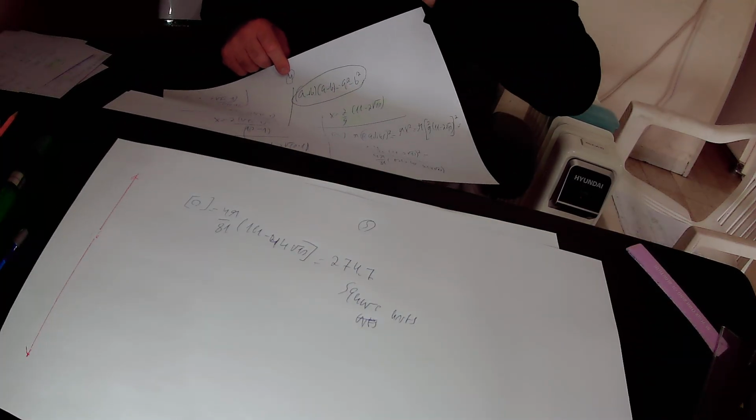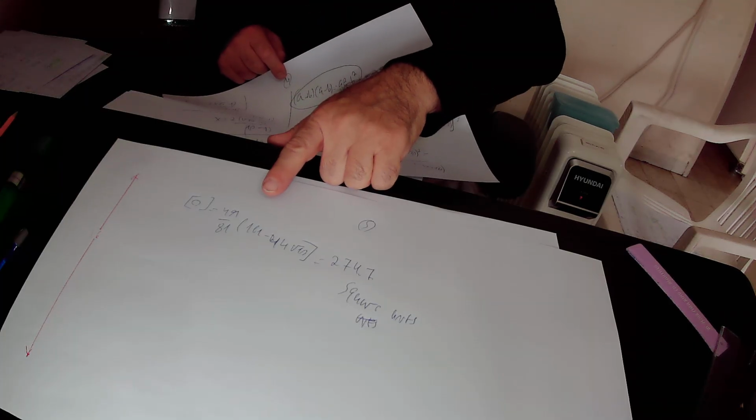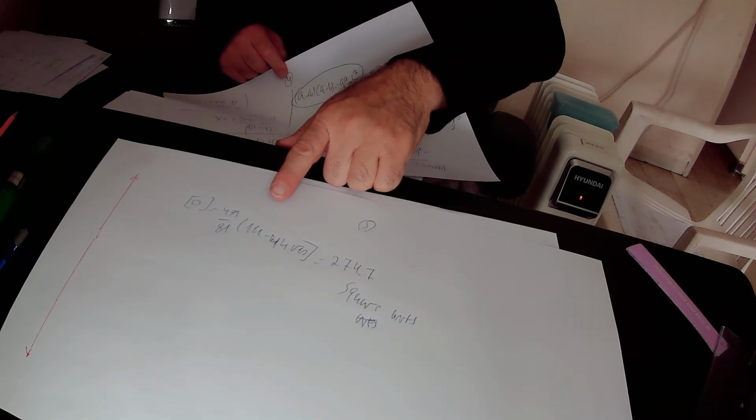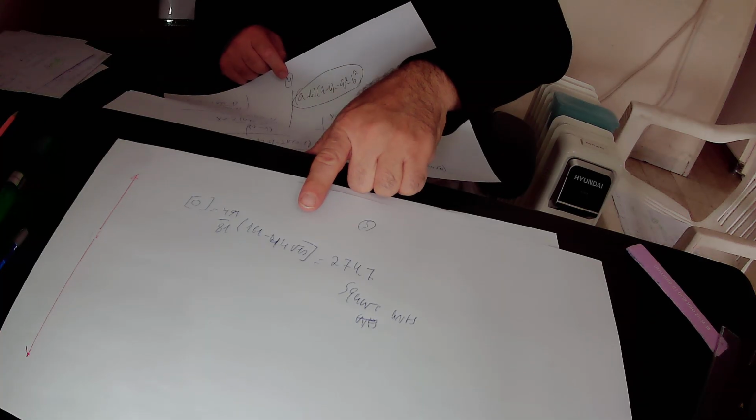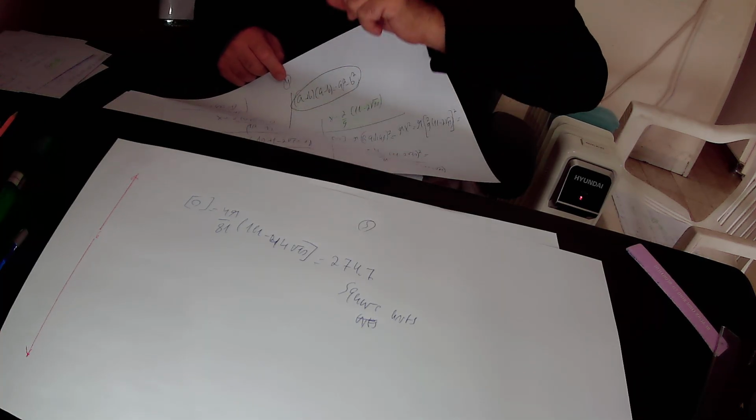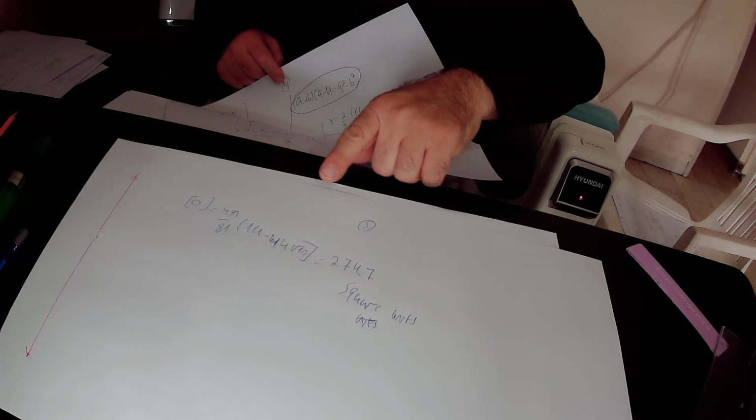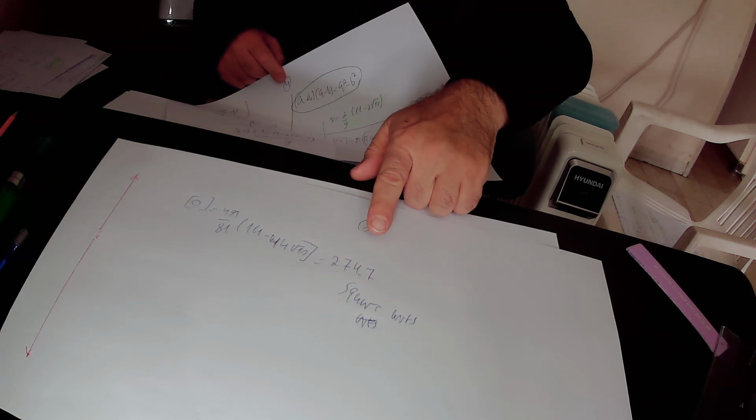The area of the green small circle equals 4 pi over 81, and again 141 plus 20 is 161, plus 44 times root of 10. This expression in total equals 274.7 square inches in size.